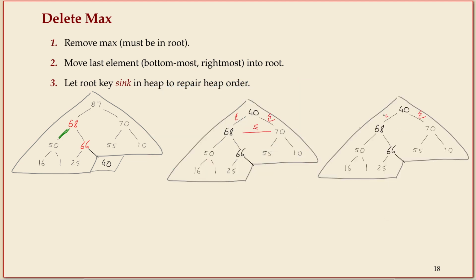Easy. So 70 goes in the root, 40 goes down here. Now we have repaired this one. That also means all the left subtree will be fine because we haven't touched it. But the right subtree might have the same problem recursively. The topmost, of course, is fine. We just made that so. But we could have violations here. In this case, we only have one violation, but we could have both. So we do the same again. We find the larger of the two children and swap that with the element we just moved down.